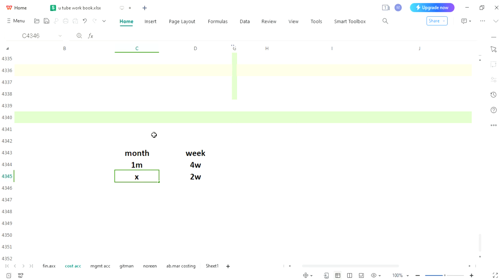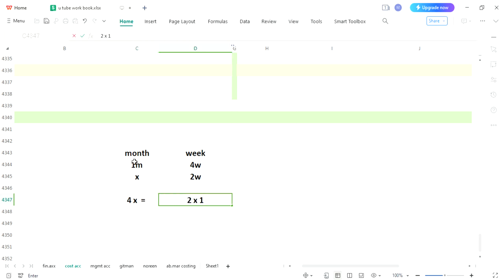Now the question is how many months are present in 2 weeks. Simple unitary method we will use. And how? Cross multiplication would start. X would be multiplied with 4, so we will get 4x, and on the other side 2 would be multiplied with 1, which gives 2. So what is left is 4x equal to 2, and you want to take this 4 to the opposite side.